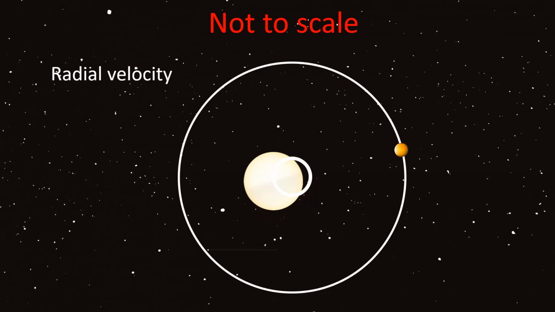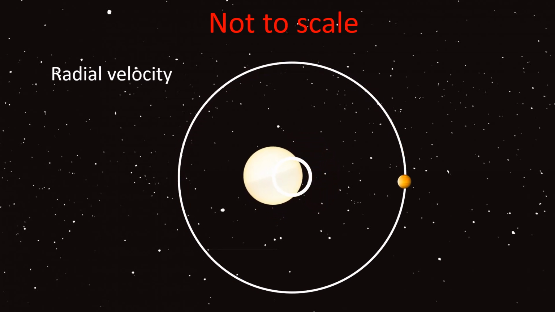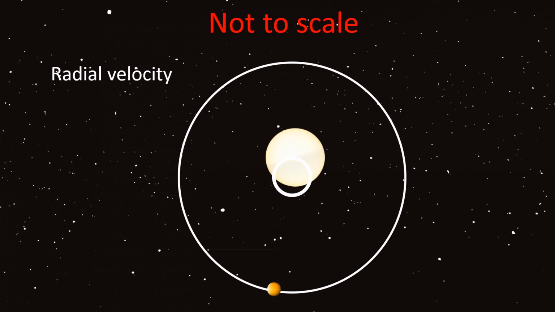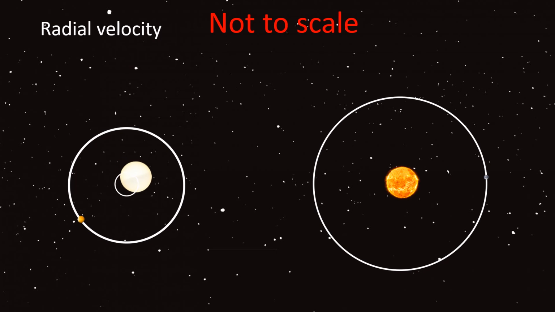Planets orbit stars, but planets also have gravity. This causes their stars to wobble a little bit while the planets orbit. However, this wobble is not as intense as shown in the video. Radial velocity detects the star's speed relative to the Earth. But how?